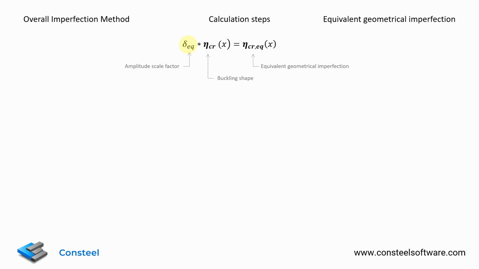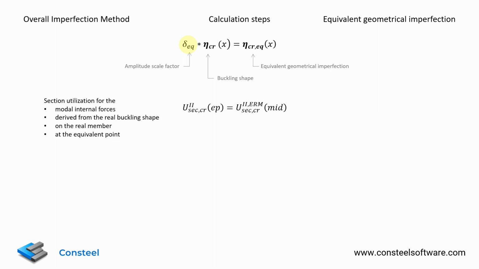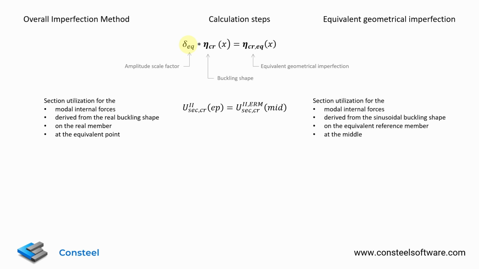In the next step, we need to calculate the amplitude scale factor for the buckling shape to get the equivalent geometrical imperfection. The amplitude scale factor can be calculated from the following equation. The equation states that the cross-section utilization for the modal internal forces derived from the real buckling mode shape on the real member at the equivalent point is equal to the cross-section utilization for the modal internal forces derived from the standardized sinusoidal buckling mode shape on the equivalent reference member at the middle. From this equation, the amplitude scale factor can be expressed.